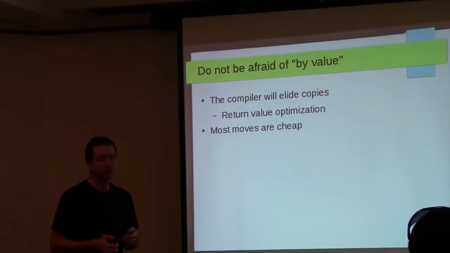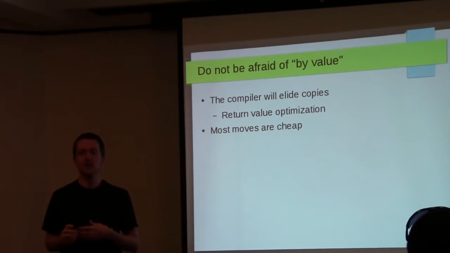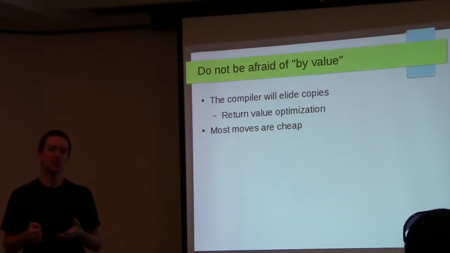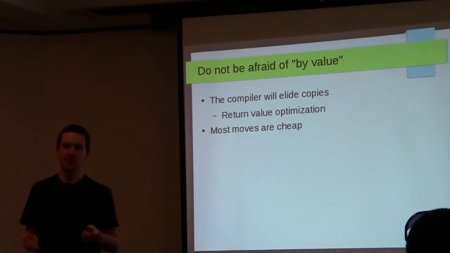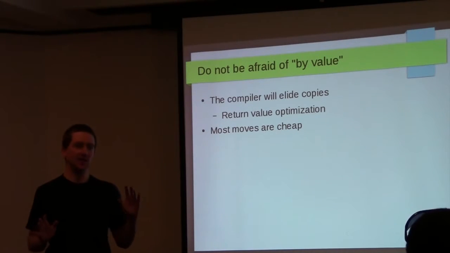And also, most moves are cheap. If you're returning a standard string, there is no reason to return a unique pointer to try and make moves cheaper, because string is already cheap to move. Same with vector, list, all of the containers other than array.